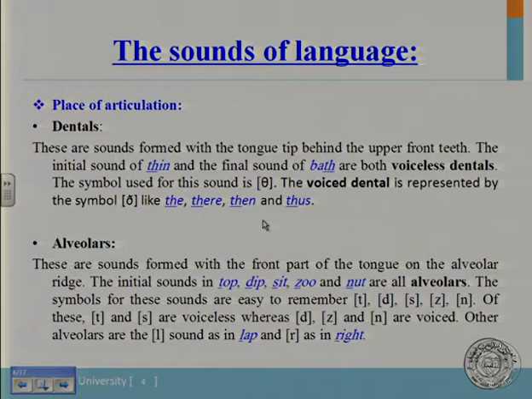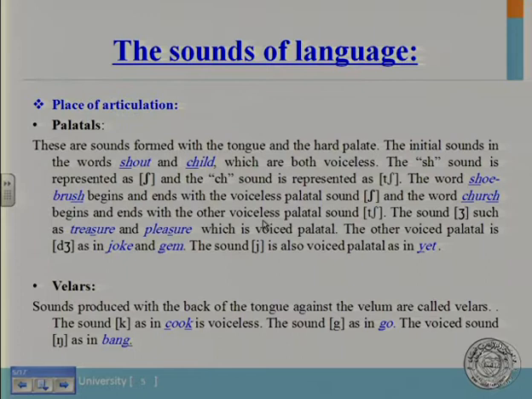Other alveolars are the l sound as in lap and r as in right. These are also alveolar sounds. We will continue with palatals.